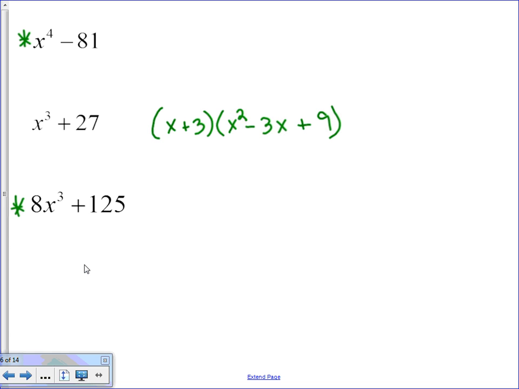Okay, let's look at x to the 4th minus 81. Anytime I have x to the 4th, it's not a perfect cube because 4 doesn't divide nicely by 3, so it is a perfect square. I do need to make sure the other number is a perfect square. 81 is a perfect square. Its square root is 9. And I have to make sure that they're being subtracted, which they are. So I could use difference of perfect squares.